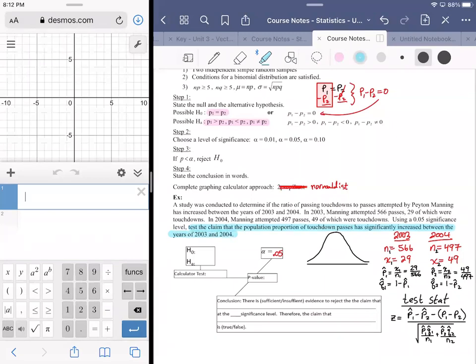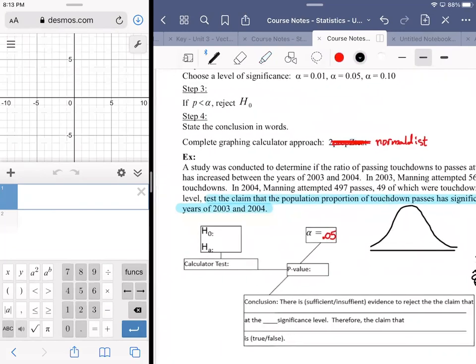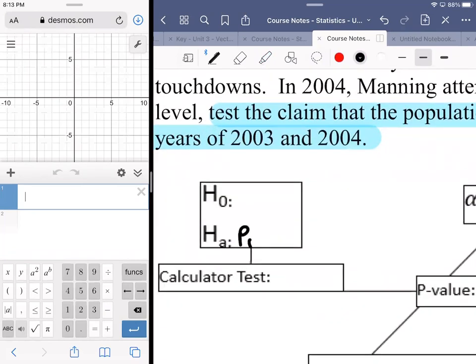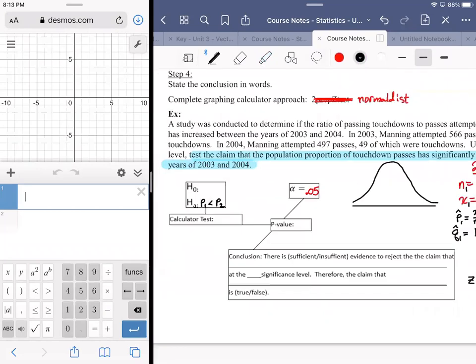So when you think about increasing, you should be thinking about the previous value being smaller than the subsequent value. So if I tell you that my height increased over the course of a year, from, let's say, 2020 to 2021, that means in 2020, I was shorter than I am in 2021, right? So what this is saying is that the population proportion in 2003, that's my first group, is actually less than the population proportion for my second group. All right, so I have my two groups.